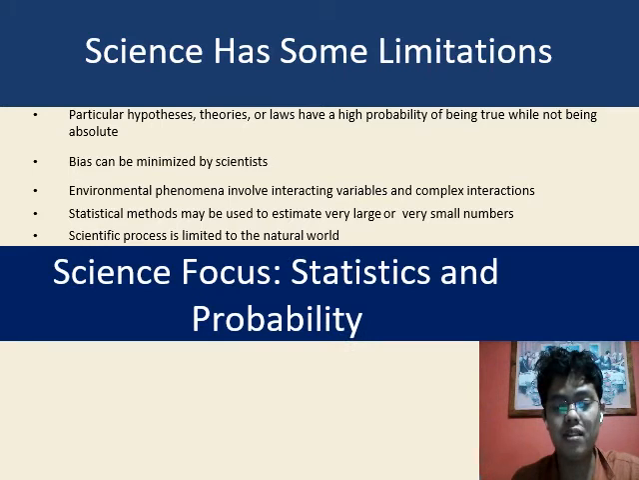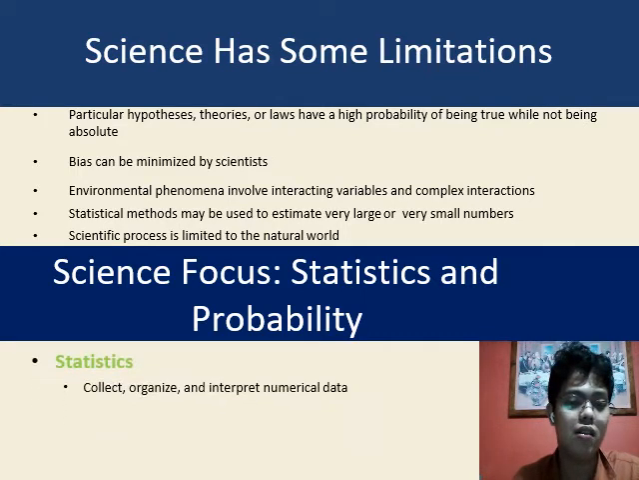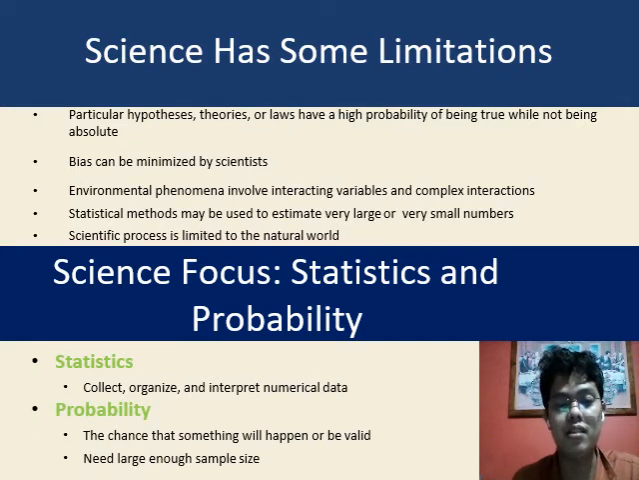Also, science focuses on statistics and probability. And inadequate data and scientific understanding can limit and make some results controversial. So scientific testing is based on disproving rather than proving a hypothesis. So it could be based on statistical probabilities. Statistics is just the collection, organizing, and interpretation of numerical data, while probability is the chance that something will happen or be valid, and probability also needs a large enough sample size.